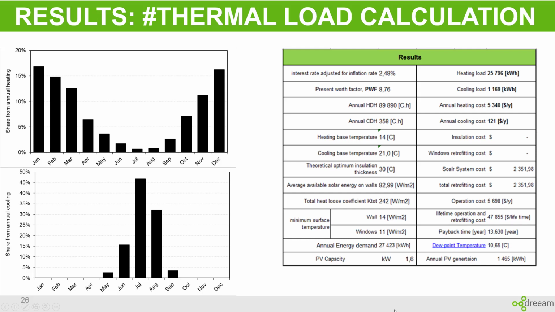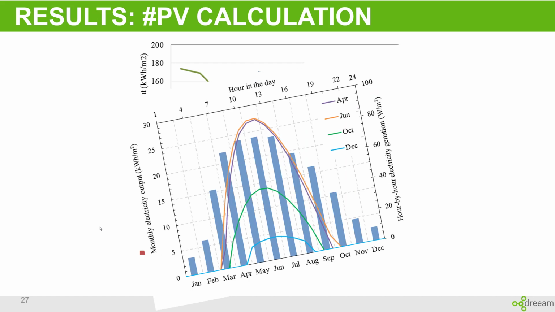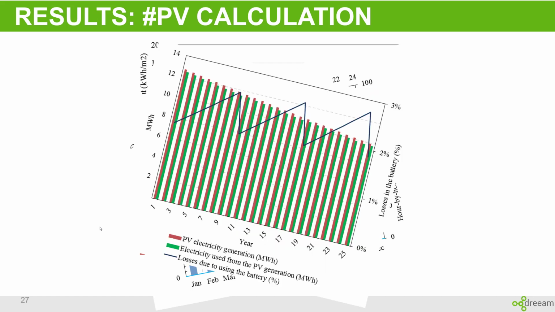Example of some results: as we have seen, the computer gives you a result in a table. Also, you can get the result in figures. For instance, here we can see the share of heating load of the building during each month of the year. The same thing for the cooling. Here is for heating, here is for cooling. Also, we can get many different figures, the available solar energy, the output of the PV system, and the PV system efficiency.